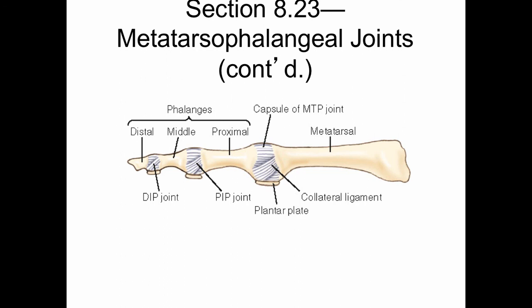This figure illustrates the fibrous capsule, collateral ligament, and plantar plate of the MTP joint. These structures are also illustrated for the PIP and DIP joints.